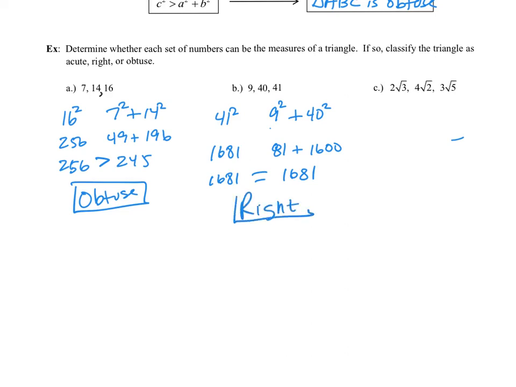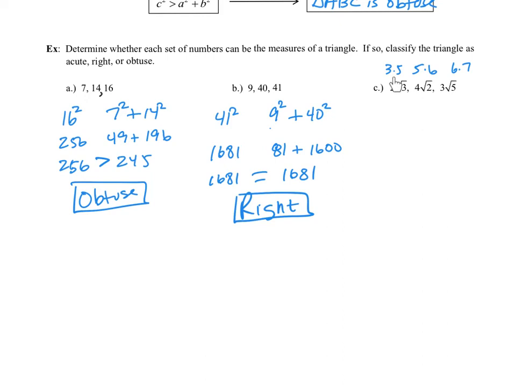Okay, and so last but not least, let's take a look at this last example. Okay, so here we have three measures. Now, because there's some radicals involved, we need to figure out approximately what these measures would be. So if you take a calculator and take 2 times the square root of 3, you're going to get approximately 3.5, and 4 times the square root of 2 is approximately 5.6, and 3 times the square root of 5 is approximately 6.7.